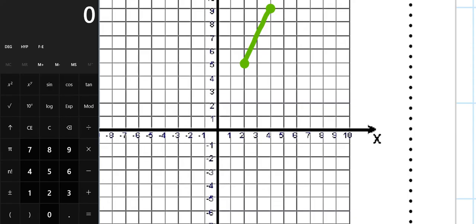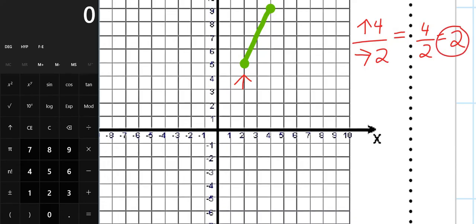Let's start with slope. Okay, so let's count the slope. We're going to do rise over run. So I always start with the point on the left. You're going to count up and to the right. So we're going up 4, and then we're going to go to the right 2. Both of these are positive movements. So it's going to be a positive 4 over a positive 2, which means when you simplify, it's just 2, or 2 over 1. Now that's the slope of this green line segment.